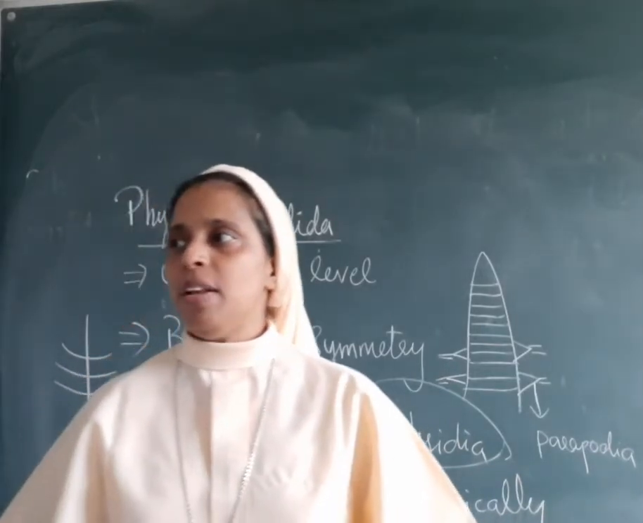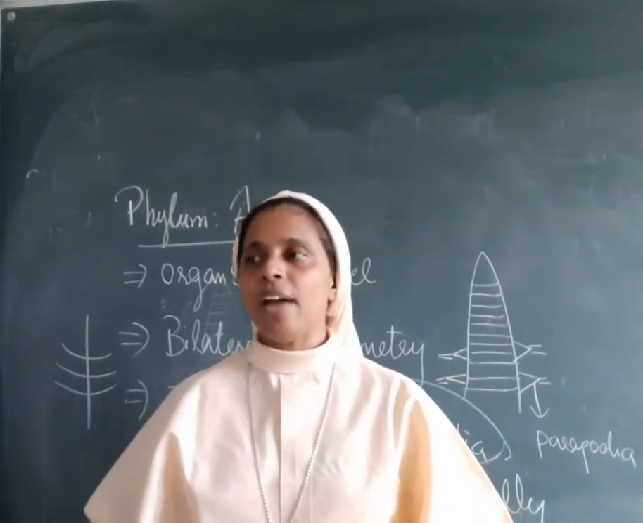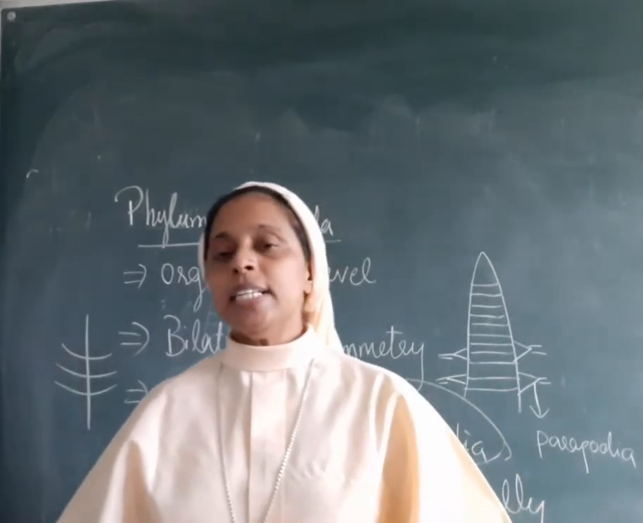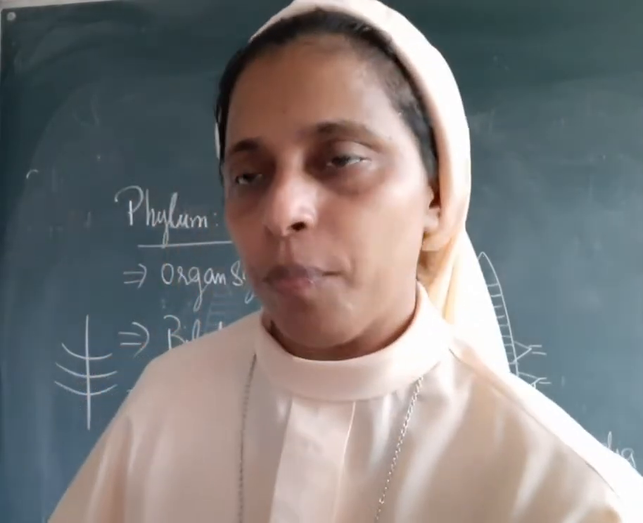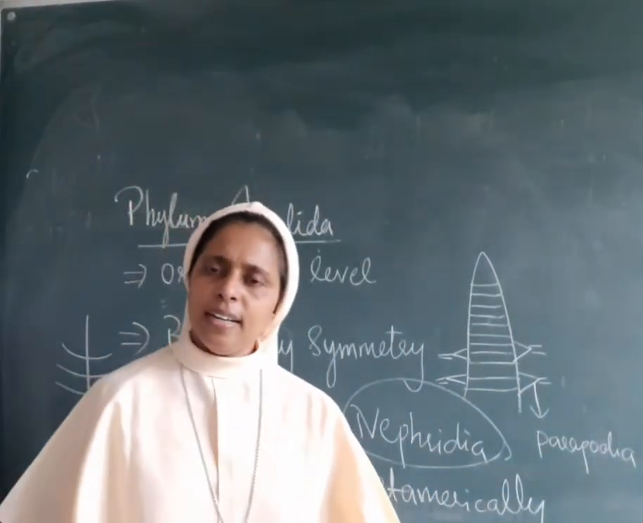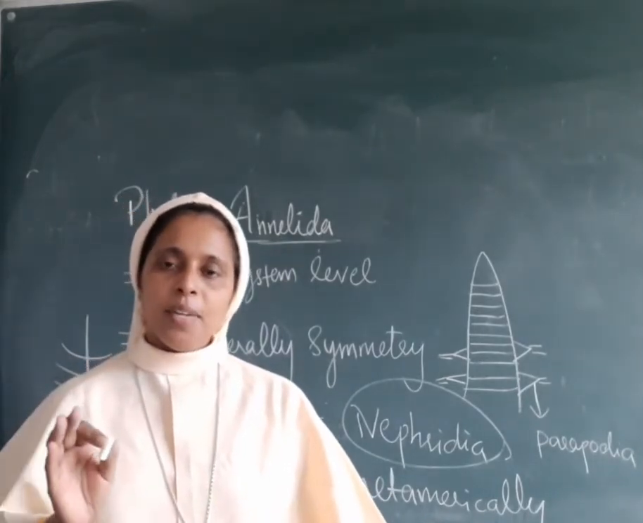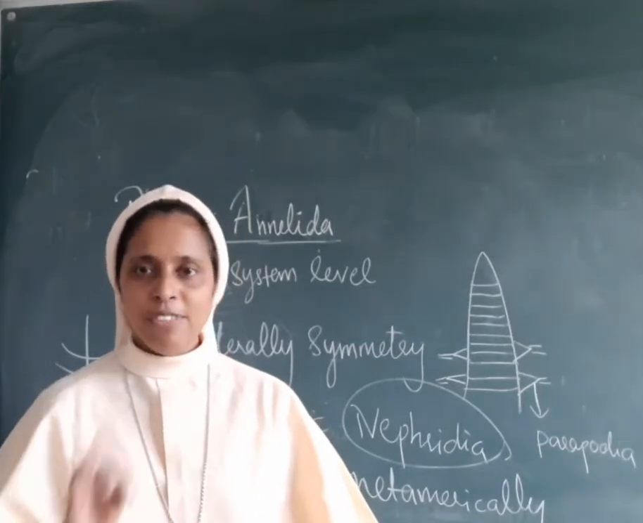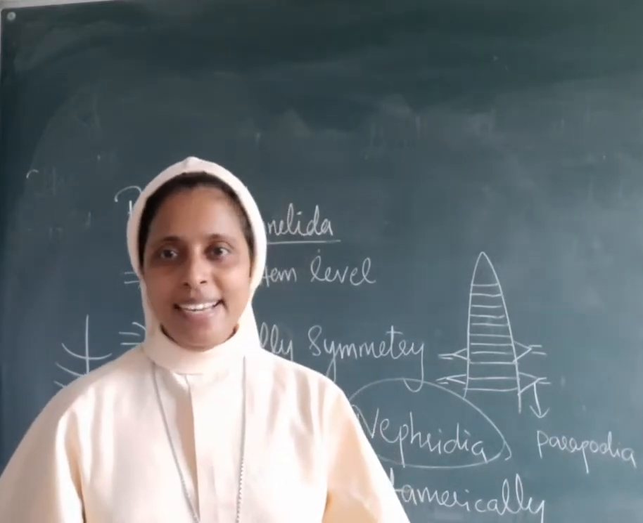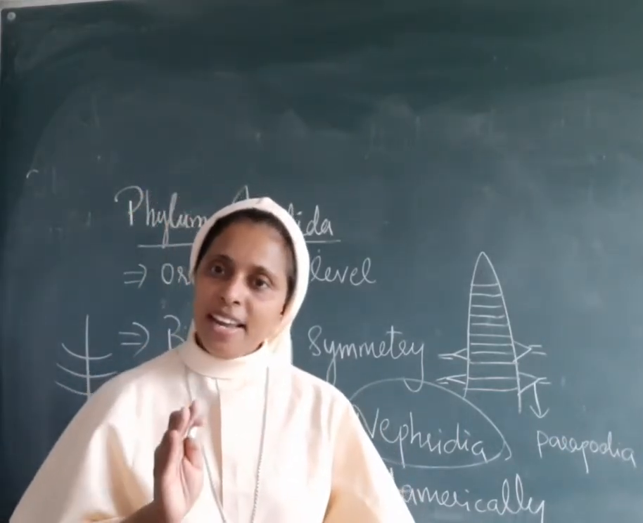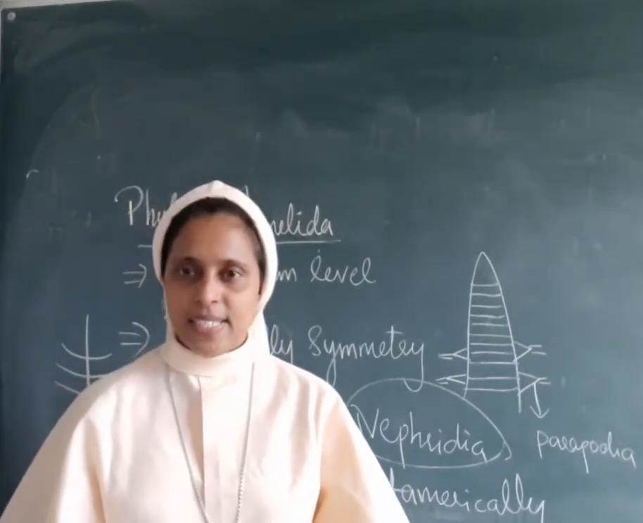Then Nereis has paired ganglia and a double ventral nerve cord. They exhibit two forms, dioecious as well as monoecious. Dioecious means the male and female organs are distinct, that means separate. In the case of Nereis, male and female individuals are distinct. In the case of earthworm and leeches, the male and female organs are in the same organism, so we use the term monoecious.